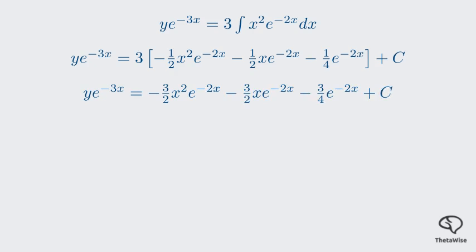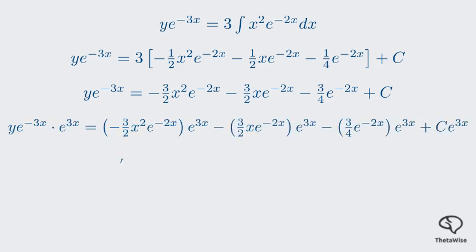We are very close to our final answer. The equation is currently in terms of y times e to the negative 3x. We want to find y on its own. To do this, we multiply every single term in the equation by e to the power of positive 3x. On the left, the exponentials cancel, leaving just y. On the right, e to the negative 2x times e to the 3x becomes e to the x.